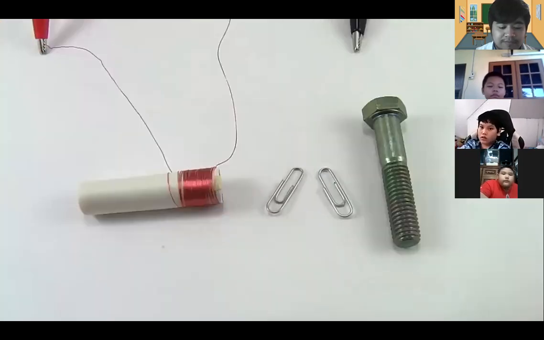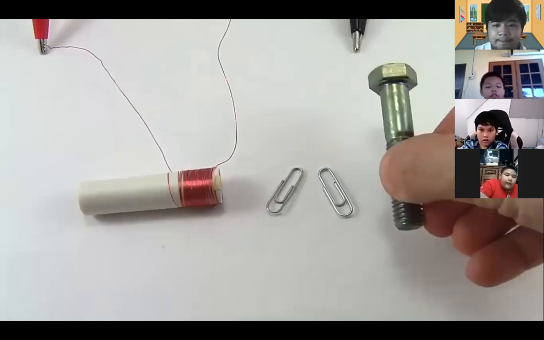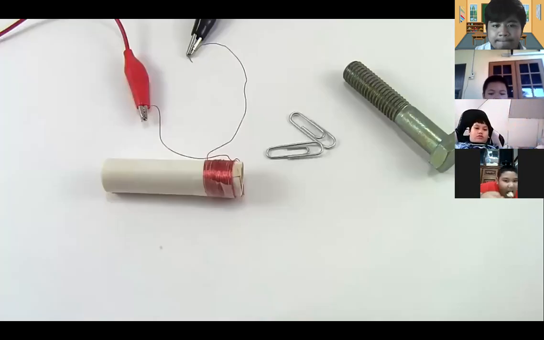To make an electromagnet really strong, you need to add a ferromagnetic core like this iron bolt. Ferromagnetic materials have many smaller individual magnetic domains. Normally, these domains are aligned randomly and cancel each other out. However, in the presence of an external magnetic field, these domains align with each other and the external field, making the overall field much stronger. Watch what happens when I insert this iron bolt into the core of my electromagnet.